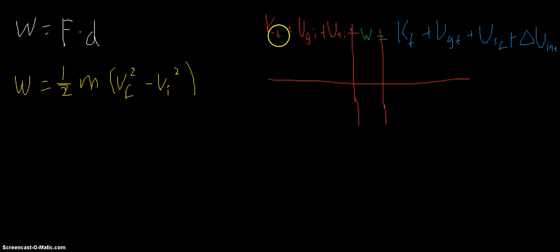So basically, the initial kinetic energy plus the initial gravitational potential energy plus the initial spring energy plus the work equals the final kinetic energy plus the final gravitational potential energy, the final spring potential energy, and the final internal energy, which is kind of like heat. It's kind of hard to define.